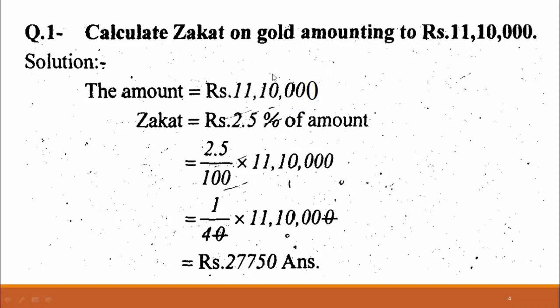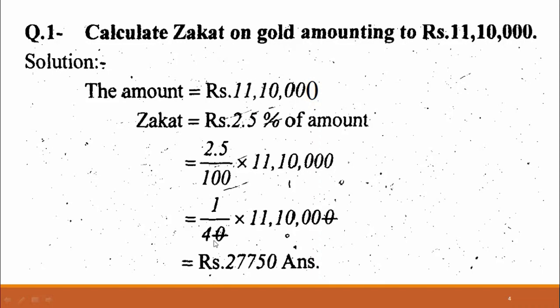So dear students, in this basic problem, note that if you have the total amount, then how to calculate the Zakat? You should keep in mind the rate of Zakat, 2.5%. And according to 2.5%, what will be the amount of Zakat for this total? So 2.5% means 2.5 out of 100. 2.5 out of 100 is the Zakat rate. Now what will be the Zakat for this total, 1110000 rupees?